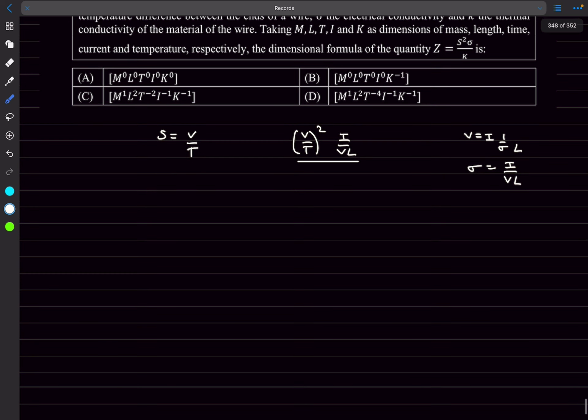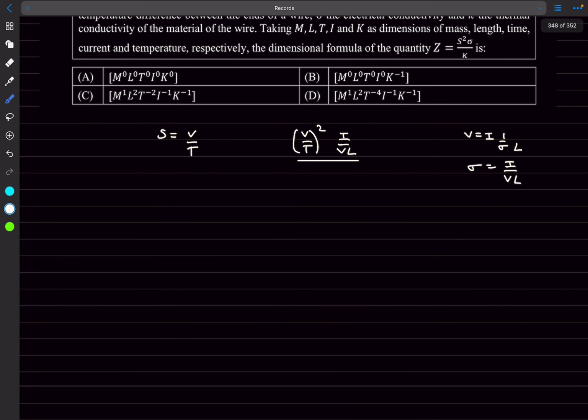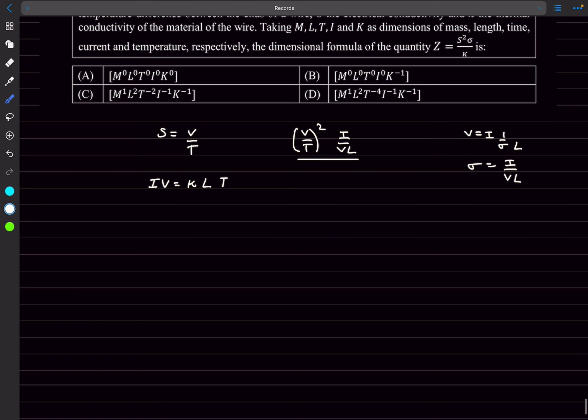So we can relate it using the heat current formula. The heat current dq by dt is energy by time, so that's just power. Power we can relate using I into V. So this is equal to k A dT by dx, right? So this would be k times A by dx, which is just length, and temperature dT we can just write as T for now, as we only care about the dimensions.